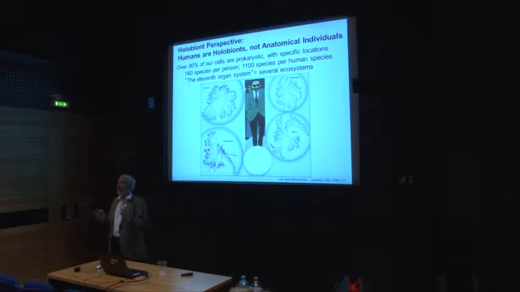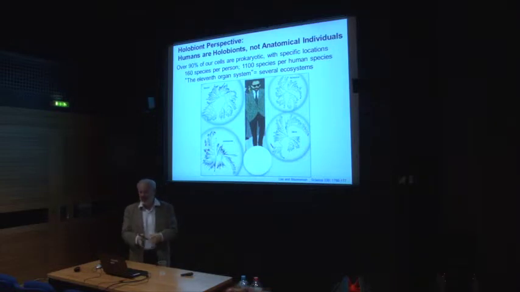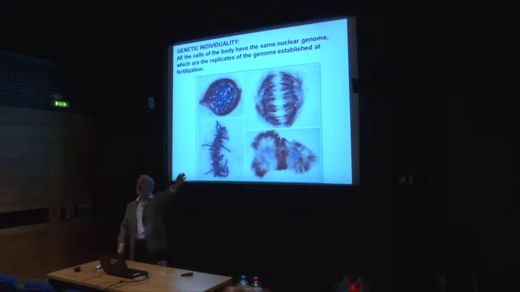9 out of every 10 cells in our body is bacterial or archaeal. So microbes make up 9 out of every 10 cells in our body. By weight, it's about 3.4 pounds. You know, not an insignificant weight there either. So that's anatomical individuality. We are not individuals if you look at our cells.